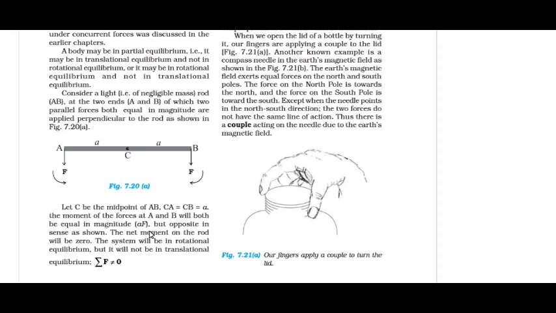So the moment of force will be tau equal to a into F, but opposite in sense as shown; they are opposite in direction. The net moment on the rod will be 0. The system will be in rotational equilibrium, but it will not be in translational equilibrium. So in this case it is in rotational equilibrium but not in translational equilibrium. Sigma F is not equal to 0.